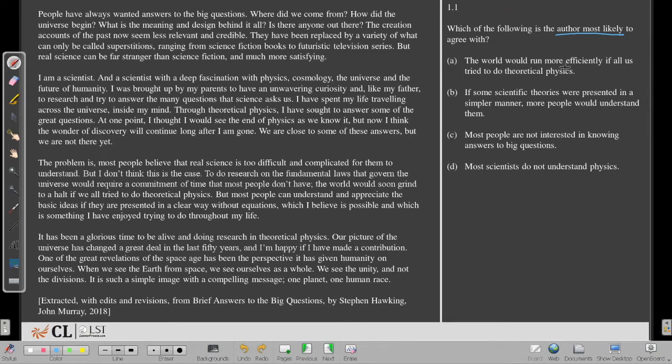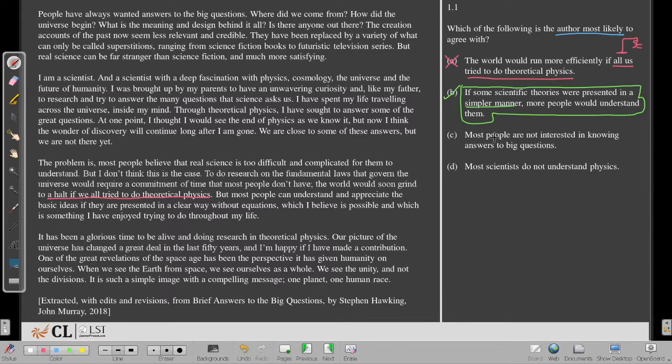The world would run more efficiently if all of us try to do theoretical physics. If you choose this, the author would be horrified. The author has clearly said exactly the opposite here: the world will come to a halt if we all try to do theoretical physics. You can't mark this option. If some scientific theories were presented in a simple manner, more people would understand them. Absolutely the case. So there is no doubt that this, ladies and gentlemen, is the right answer choice.